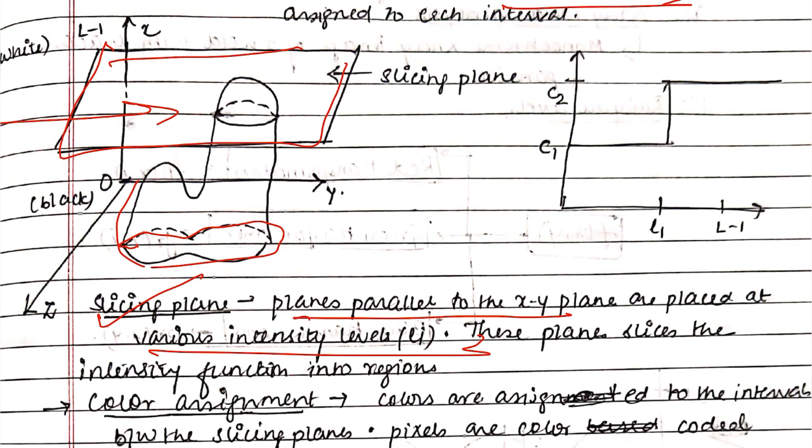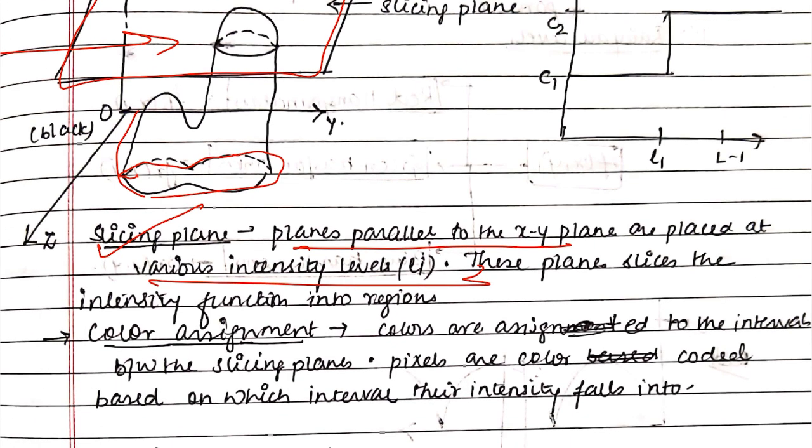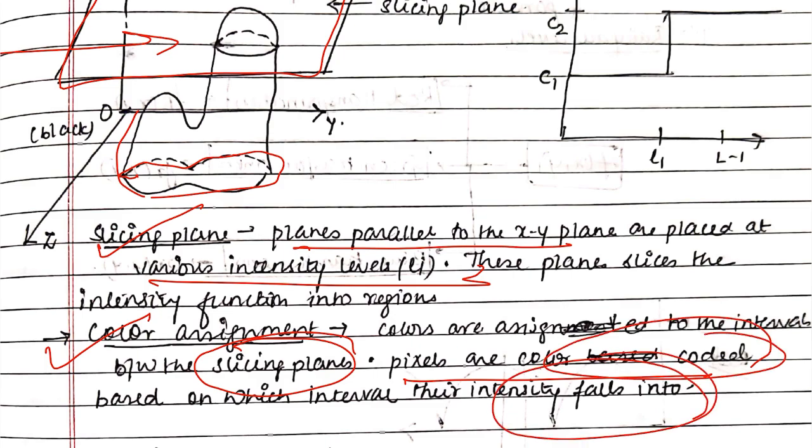Since this is an image, the pixels are distributed randomly throughout and each has a different intensity. Once you slice it, it is sliced at different levels into regions. Then comes color assignment. How do you assign the colors? Colors are mainly assigned to the intervals between the slicing planes, so pixels are all color coded based on which intensity level they fall into.